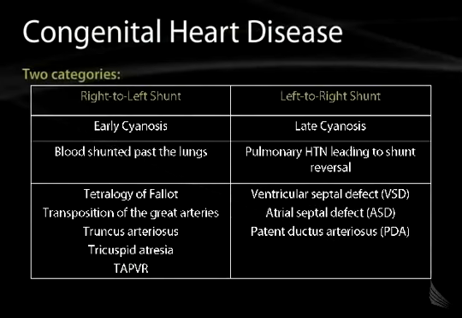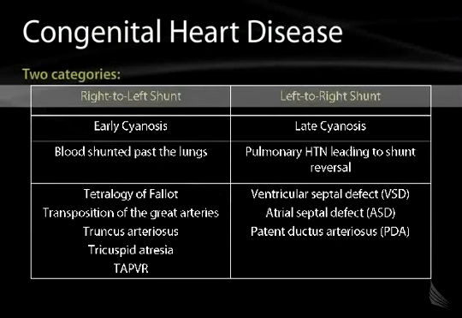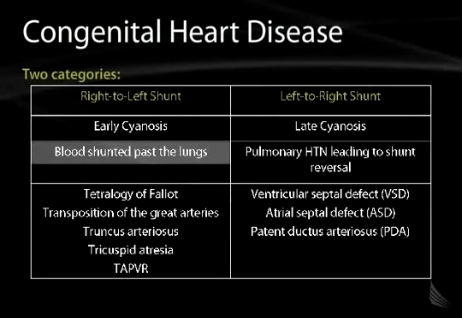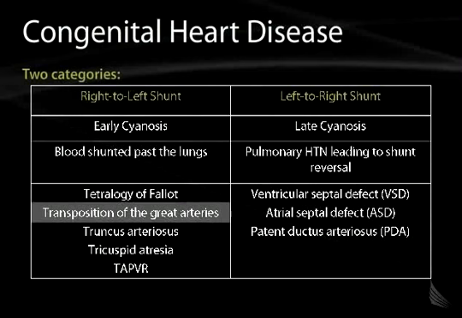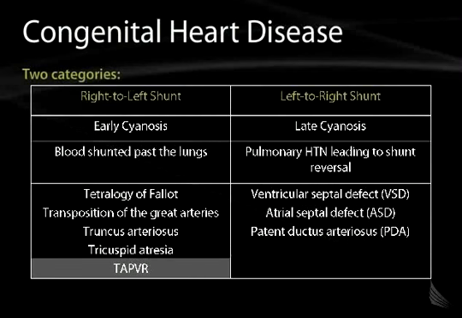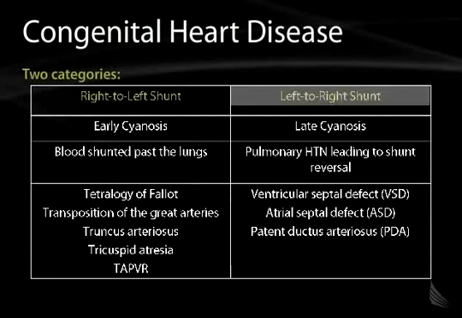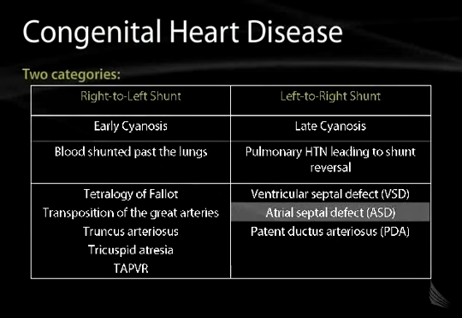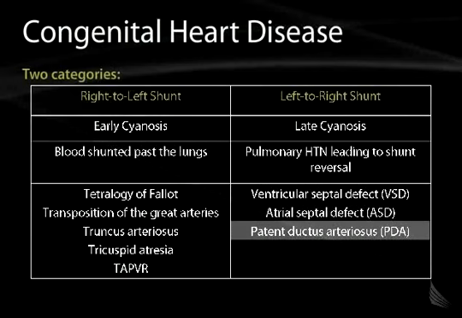There are two categories in congenital heart disease: right to left shunts and left to right shunts. With right to left shunts, you have early cyanosis. The blood is essentially bypassing the lungs. The syndromes associated with this include tetralogy of Fallot, transposition of the great vessels, truncus arteriosus, tricuspid atresia, and total anomalous pulmonary venous return. Left to right shunt causes late cyanosis, pulmonary hypertension, which ultimately leads to shunt reversal or Eisenmenger syndrome. Included in these syndromes are ventricular septal defects, atrial septal defects, and patent ductus arteriosus.